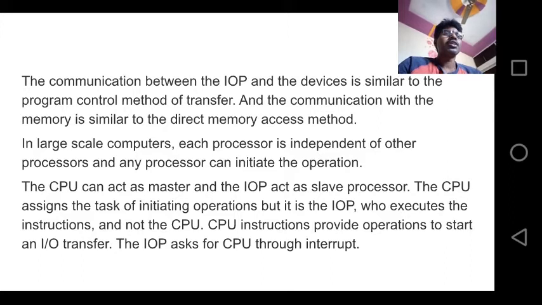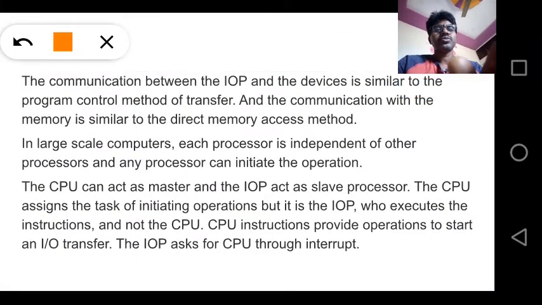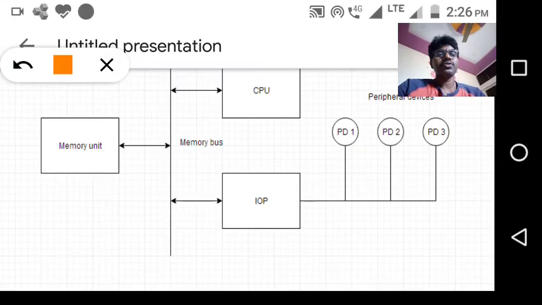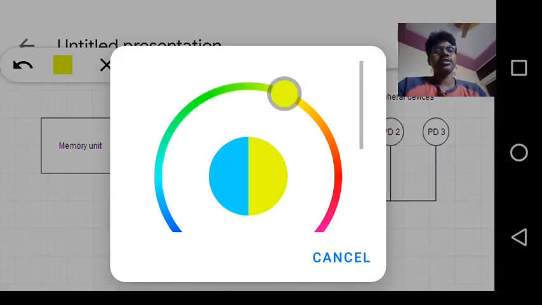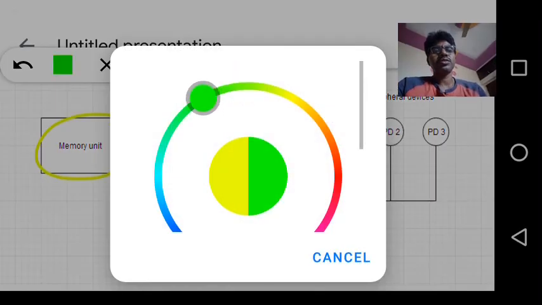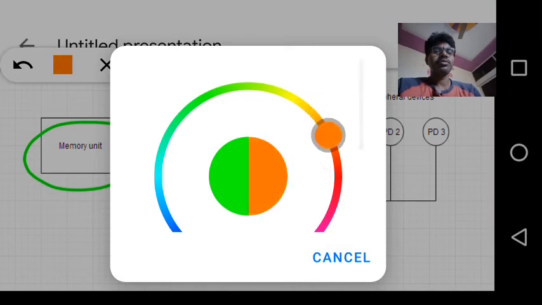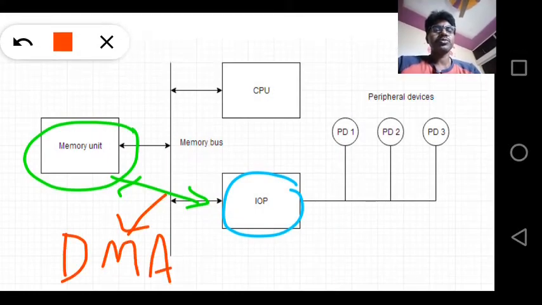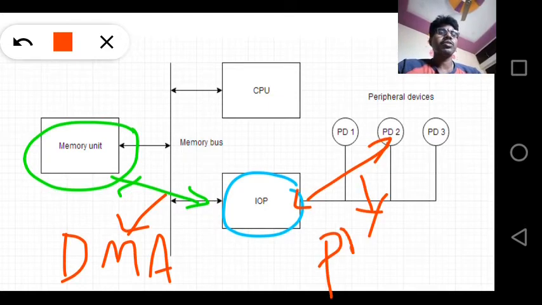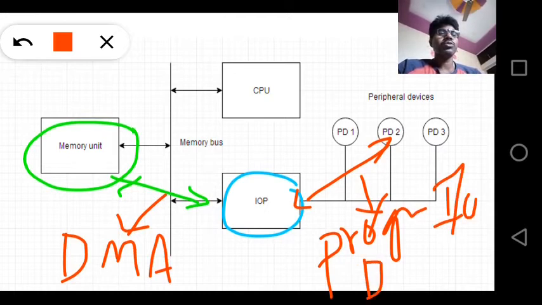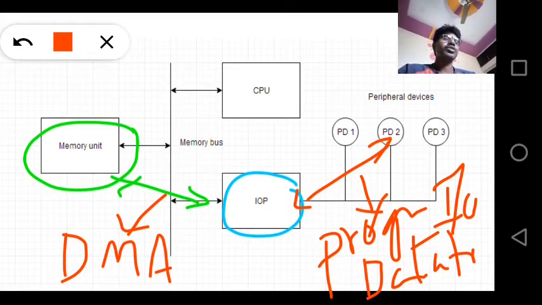So the communication between the IO processor and the devices is similar to the program control method of data transfer, and communication with memory is similar to direct memory access. So here one more thing. In case of communication between the IO processor and memory, this communication is like DMA. This communication is like programmed IO data transfer. These things you should understand clearly.